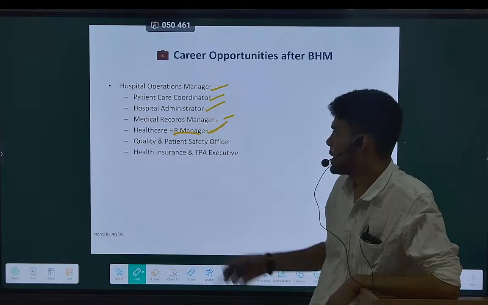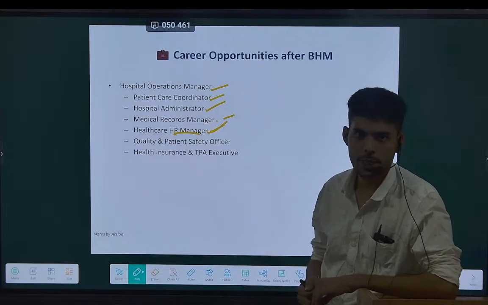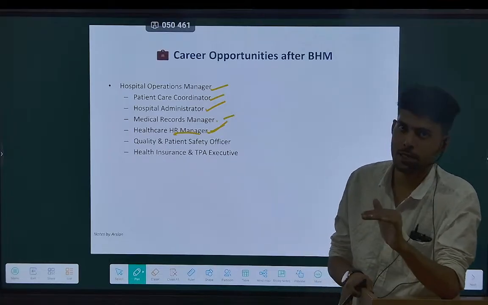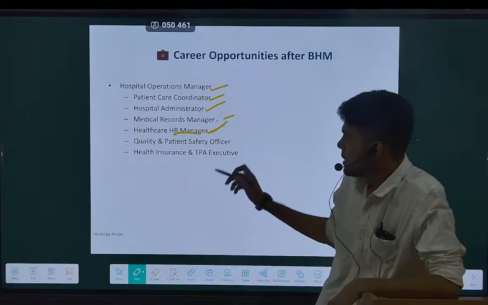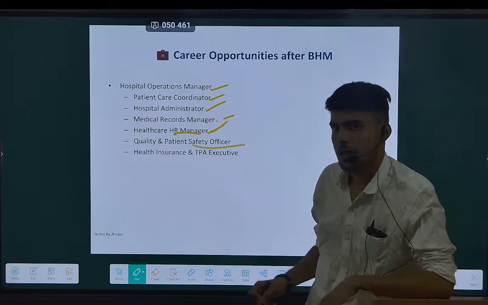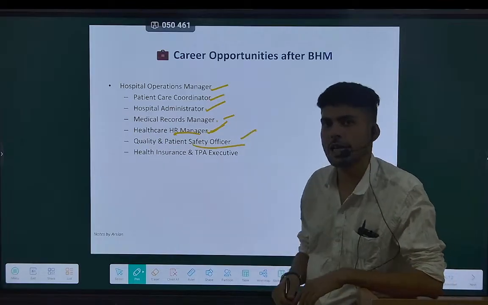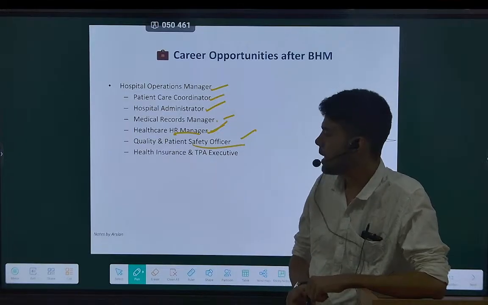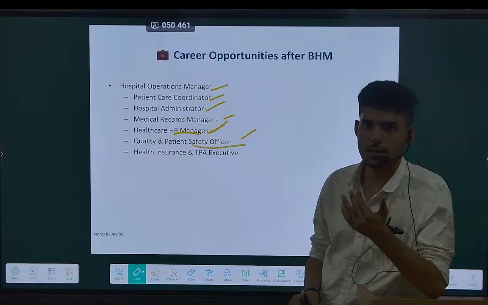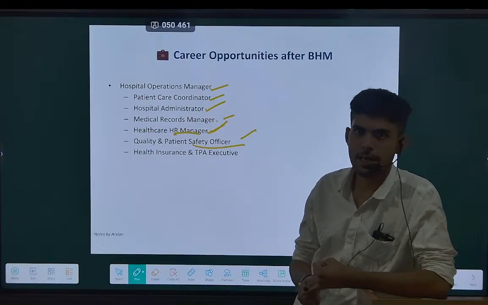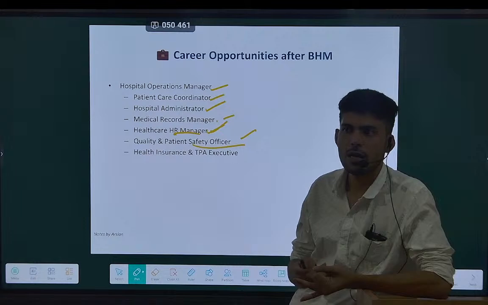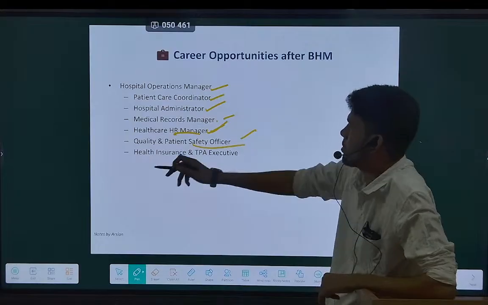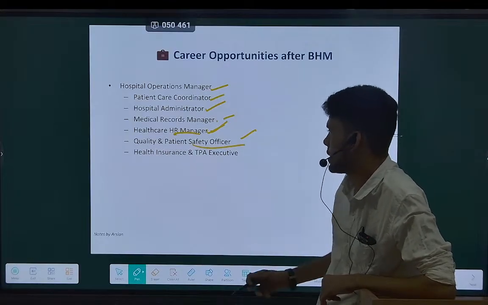Then there is a quality and patient safety officer. If the hospital is working, so what are the basic requirements? Are they fulfilled or not? This is done by the safety officer. In basic, he will check whether all the work in the hospital is happening properly or not, whether facilities are available or not. Suppose is there sufficient oxygen, sufficient healthcare, is cleanliness there or not. There are various things. You can also be a quality and patient safety officer.